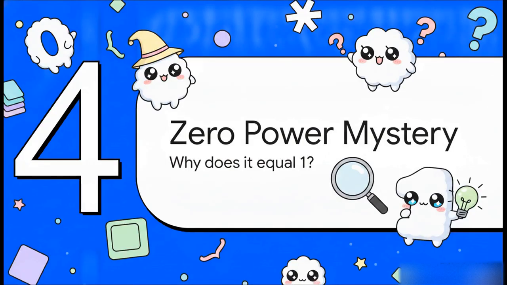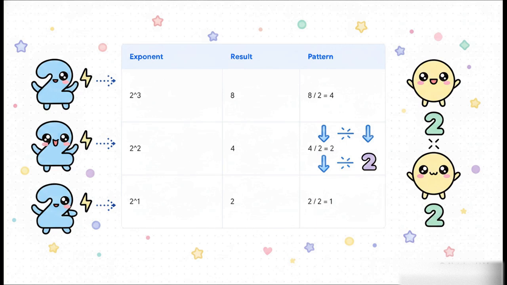Section 4. The zero power mystery. Okay, let's tackle the biggest mystery. Your teachers probably told you that any number to the power of 0 equals 1, but they probably just told you to memorize it. Well, let's ask why and look at this undeniable pattern.